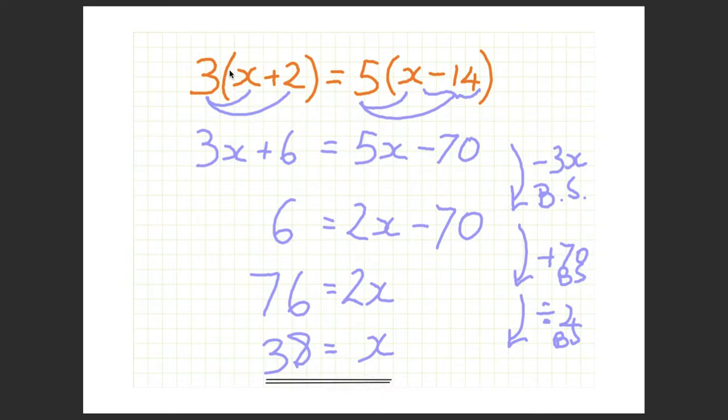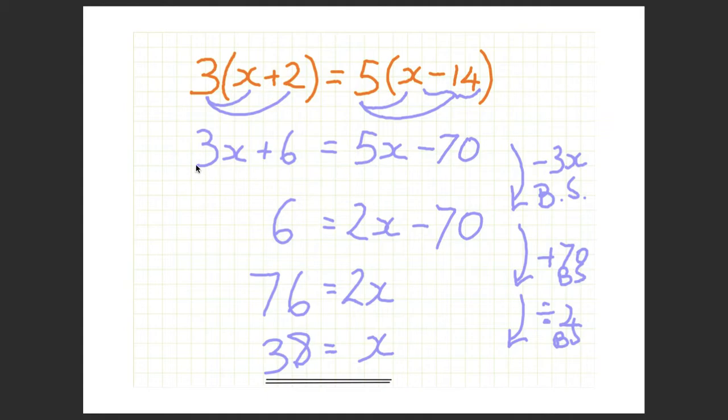So working that through, 3 brackets x plus 2 means 3 times everything in that bracket. I like to draw these little lines that link things together when I'm working these out. 3 times x gives me 3x. 3 times 2 gives me 6. On the right hand side, 5 times x gives me 5x. 5 times, remember that's a minus 14, the minus belongs with the thing that follows it, equals minus 70. So I've got 3x plus 6 equals 5x minus 70.